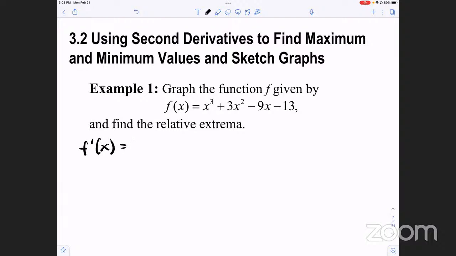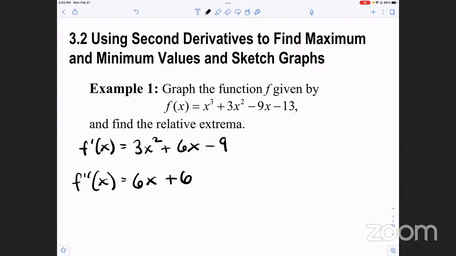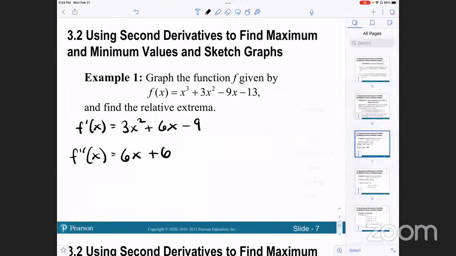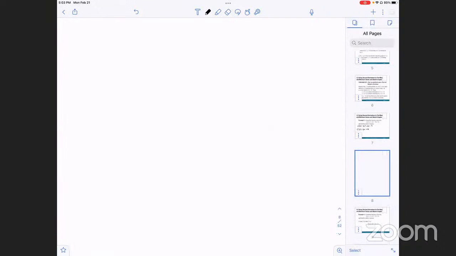F prime, so take the derivative: 3x squared plus 6x minus 9. And then the second derivative, f double prime, the derivative of the first derivative, 3 times 2 is what? 6x plus 6, right? So then let's find our critical values.